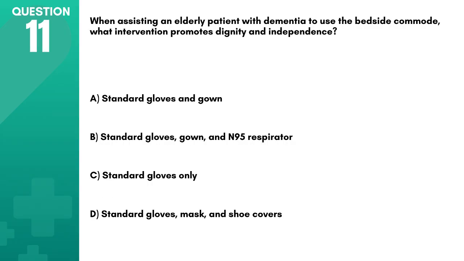Question 11. When assisting an elderly patient with dementia to use the bedside commode, what intervention promotes dignity and independence? A. Performing all steps of the toileting process for the patient. B. Rushing the patient to finish as quickly as possible. C. Allowing the patient to perform as many steps as they are able, with supervision. D. Leaving the patient unattended on the commode for an extended period.